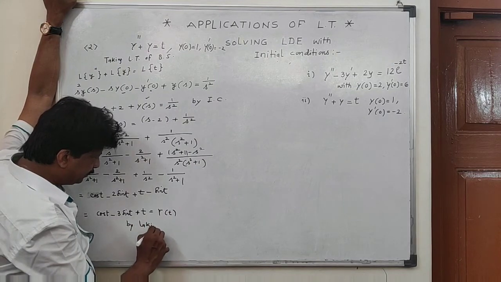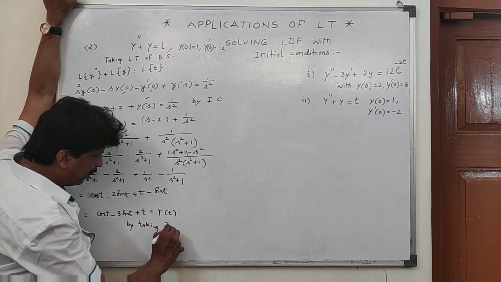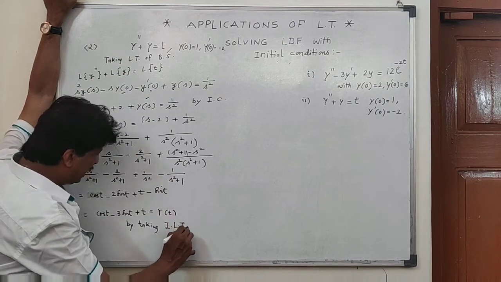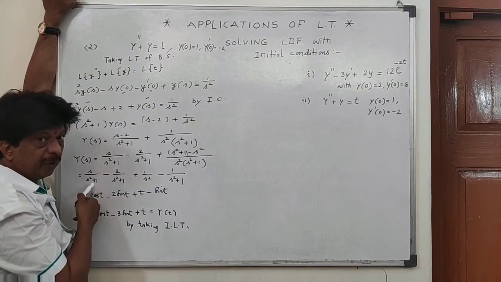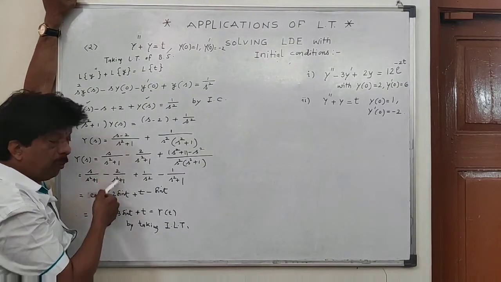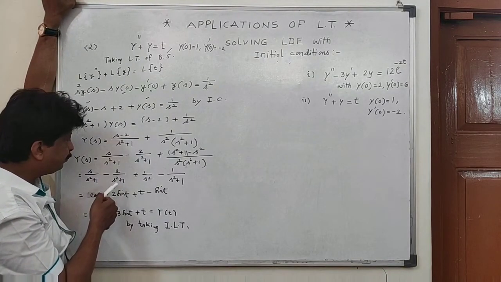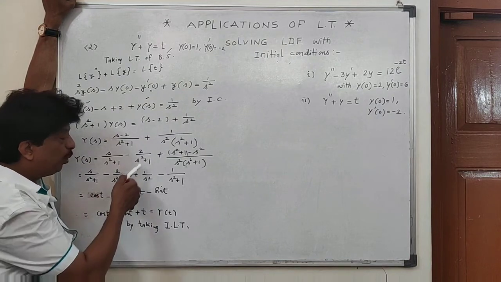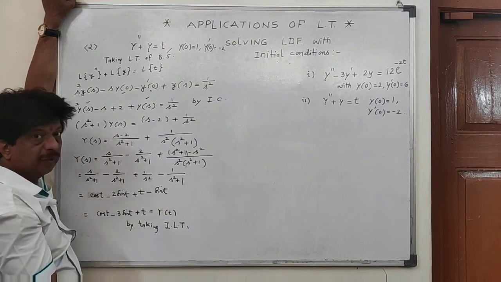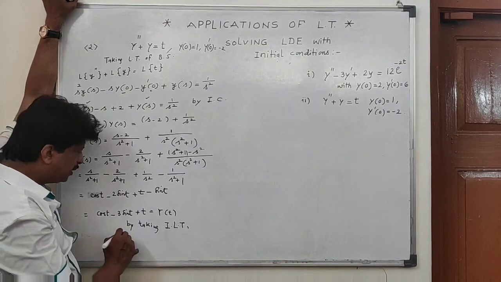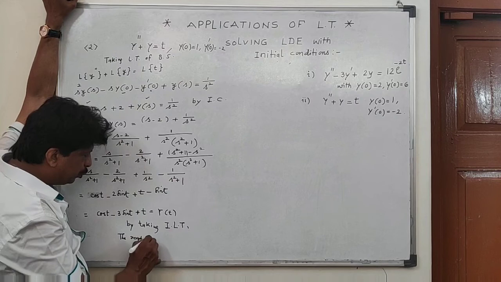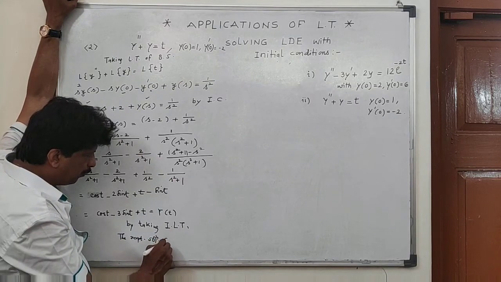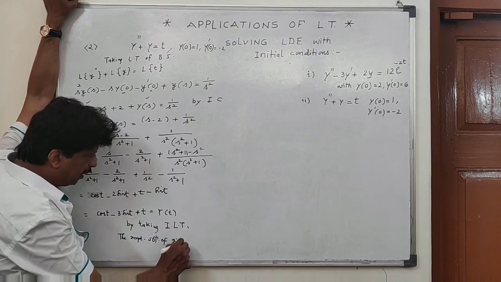By taking the inverse Laplace transform of all these four terms: s upon s square plus 1 gives cos t, 2 upon s square plus 1 gives 2 sin t, 1 upon s square gives t, and 1 upon s square plus 1 again gives sin of t. So this is the required solution of the given LDE.